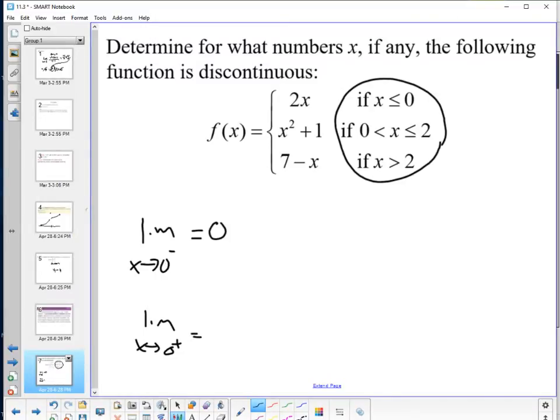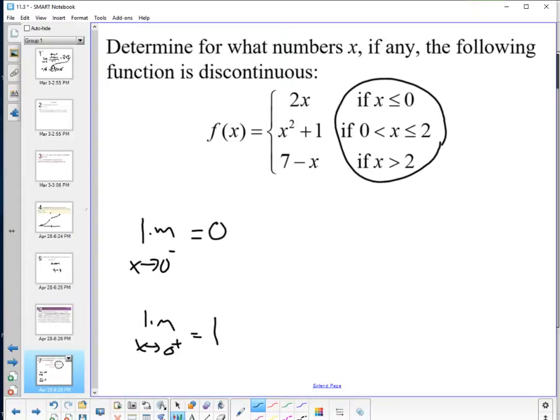If I'm approaching 0 from the right side, I'm not using this one anymore. I'm using the middle one now. So what would I be approaching? 1. Do the right hand limit and the left hand limit match? No. So that means we've got some discontinuity here. There's going to be a jump from 0 to 1. Therefore, yes, there's discontinuity when we're approaching 0.